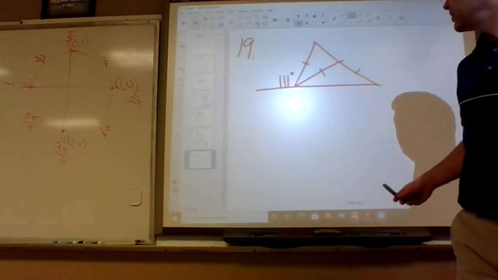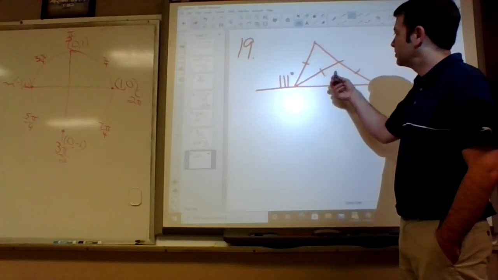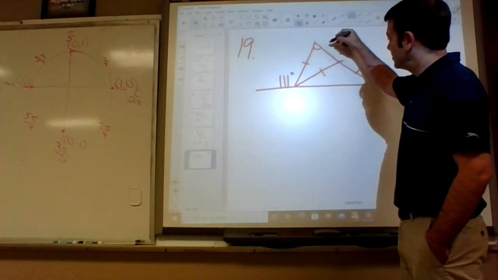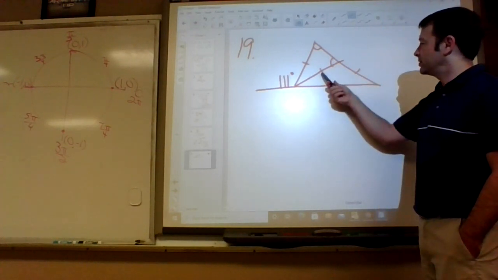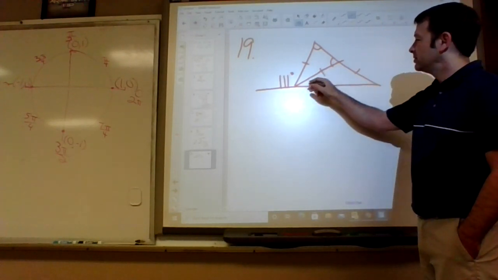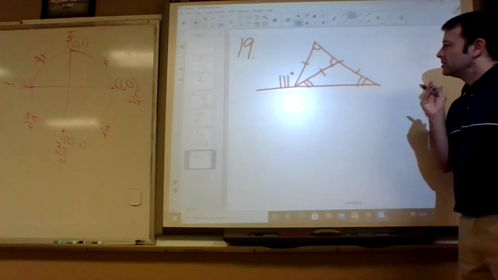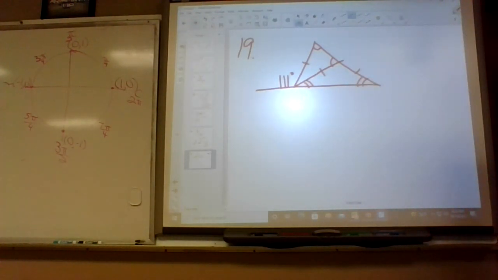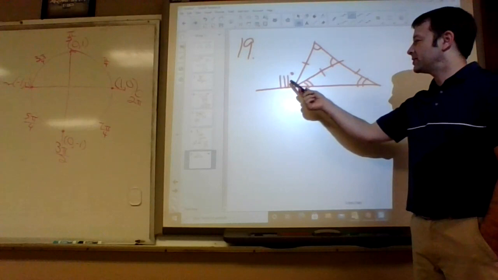Okay, if these two sides are congruent, what else do I know? The base angles, these two have to be the same. And if these two sides are congruent, what do I know? The base angles, these two are the same. Alright, let's see, what else can we figure out?